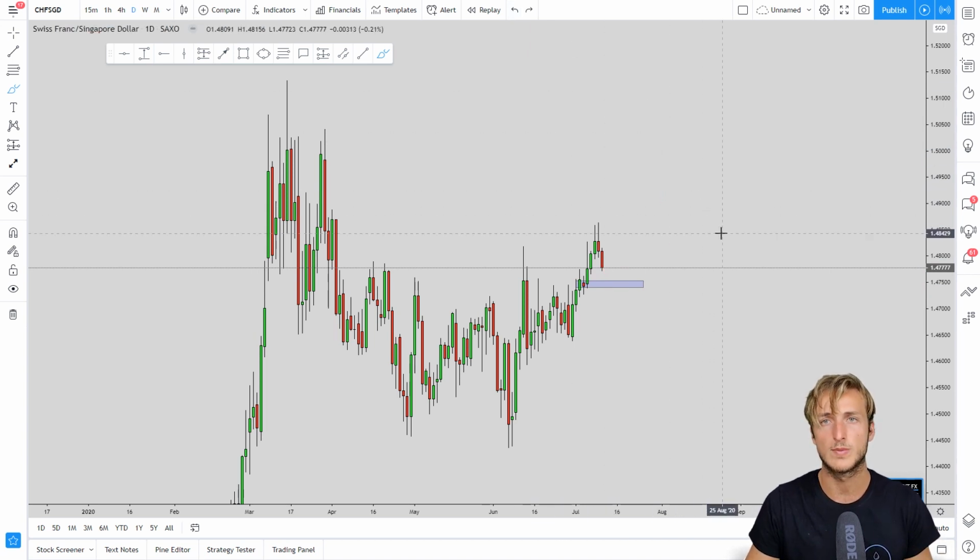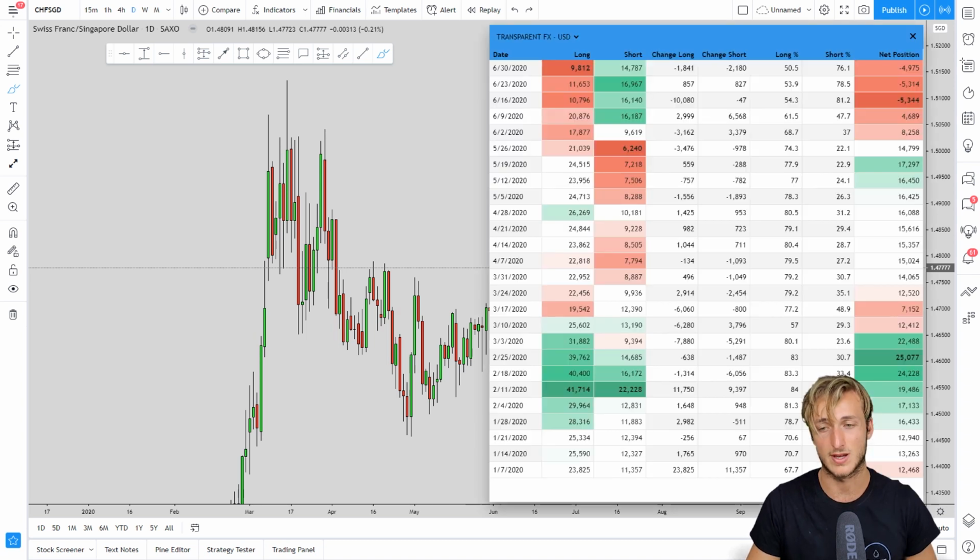Now, if we go and see what we have from a COT perspective on it, so commitment of traders, what the biggest banks and institutions are currently doing on the CHF. What we can see now, let's take our commitment of traders, our custom app for the Transparent FX commitment of traders. It's a TradingView plugin, and we also have a desktop app.